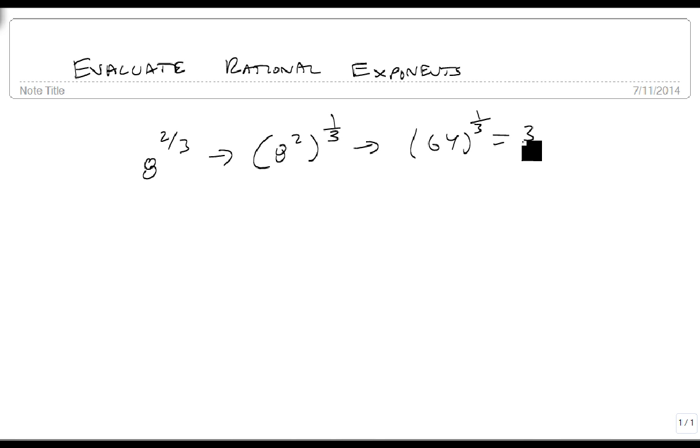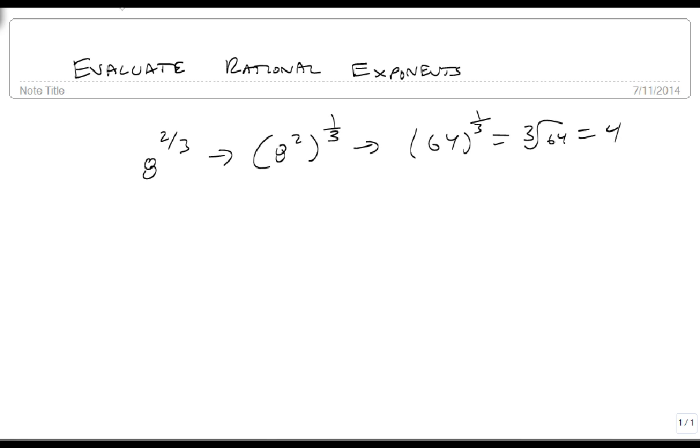We are now going to use these rational exponents on numbers so that we can evaluate them. For instance, suppose we have 8 to the 2/3 power. Well, there's a couple of ways we could do this. We could turn this into 8 squared to the 1/3 and get the cube root of 64, which is 4.